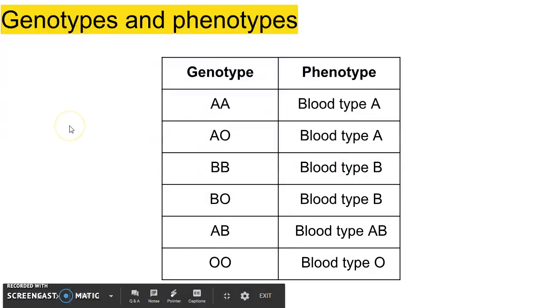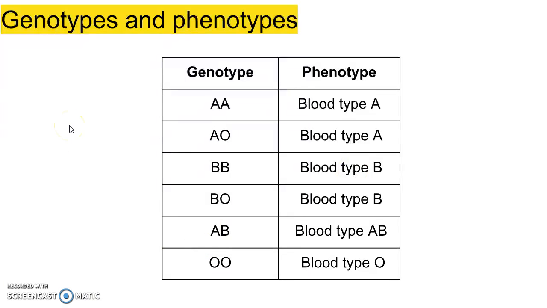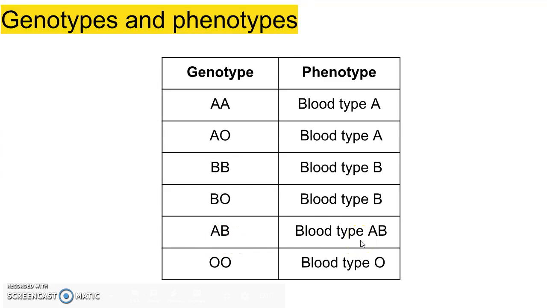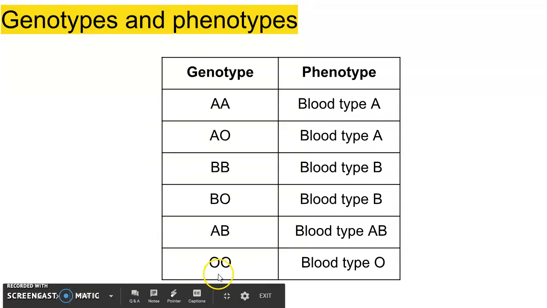Okay. So here are the possible genotypes that you could have for blood type and the possible phenotypes. So if you have genotype AA or AO, you're going to show blood type A, since A is dominant to O. If you have the genotype BB or BO, you're going to show blood type B, because again, B is dominant to O. If you have an A allele and a B allele, you're going to show blood type AB. And if you have 2 copies of the recessive O allele, you're going to show blood type O.